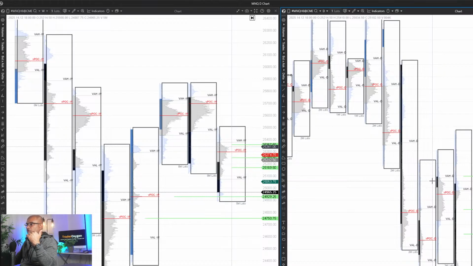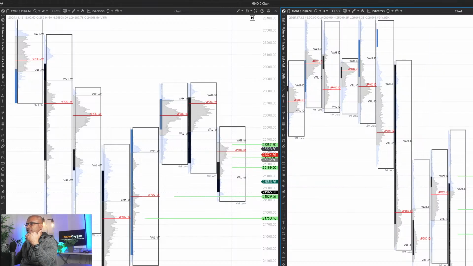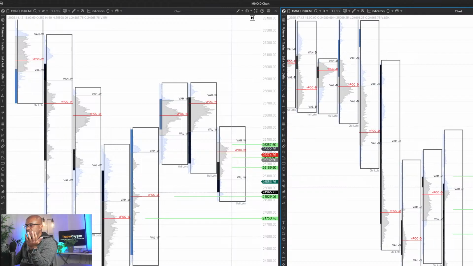So that is how we decided the direction for the trade for the day. You call it the daily bias as well, to be bearish.